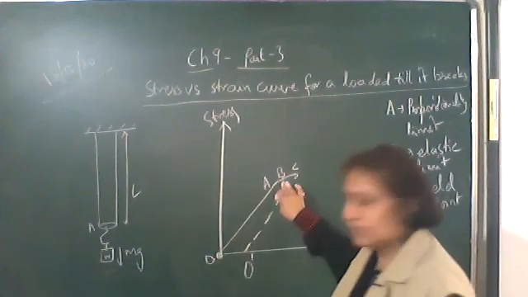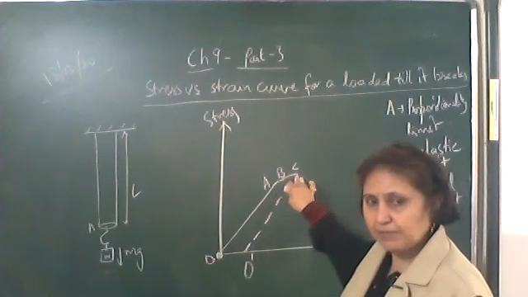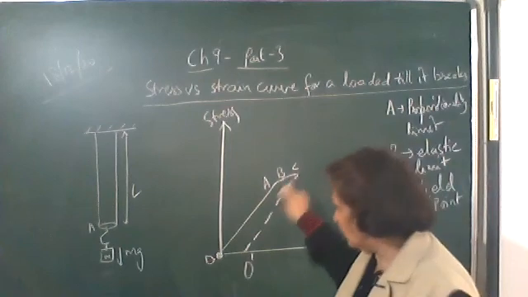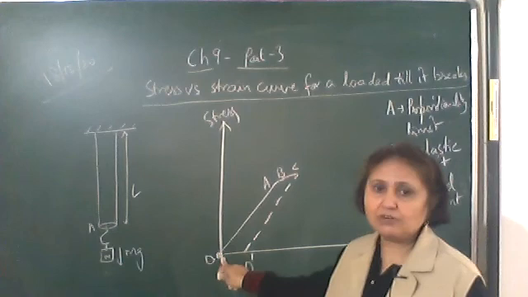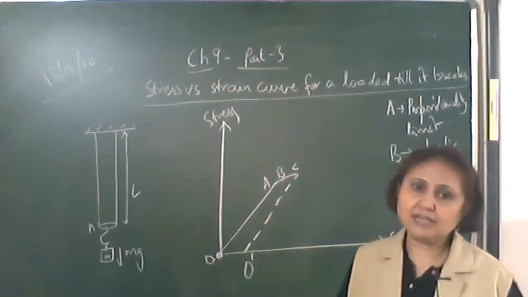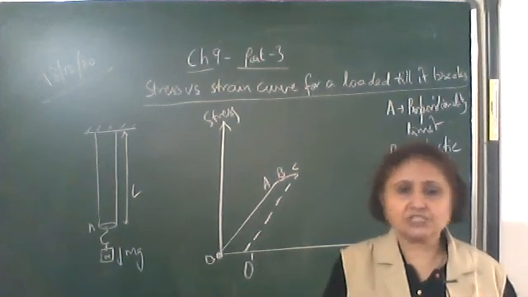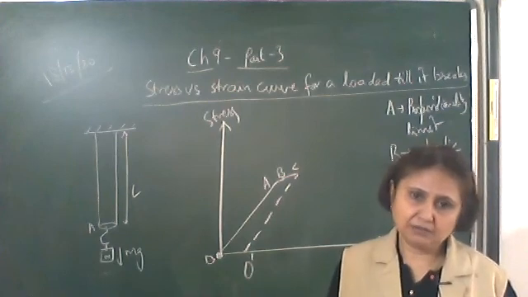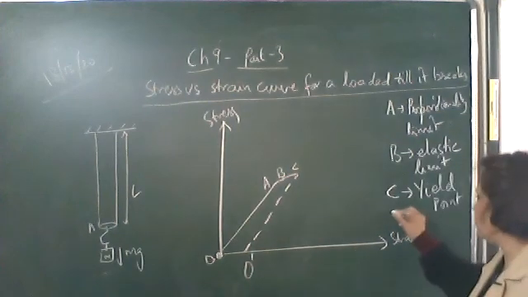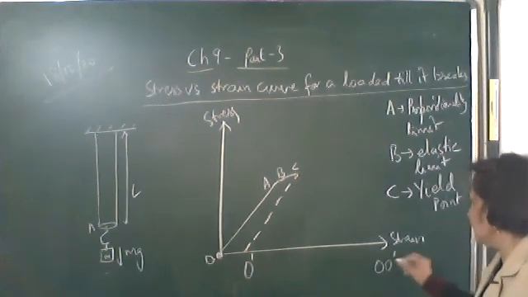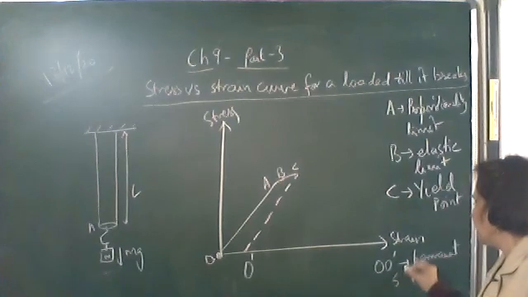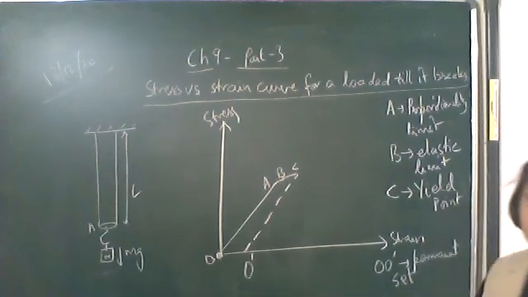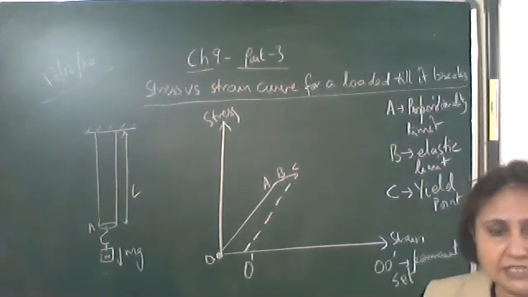We have increased the deforming force beyond B, beyond the elastic limit, and then we unload it. What happens? It doesn't come back to its original configuration, but it reaches a point O dash. That is, some permanent strain is now there in the wire. So O dash is called the permanent strain, or the permanent set, because it doesn't come back.